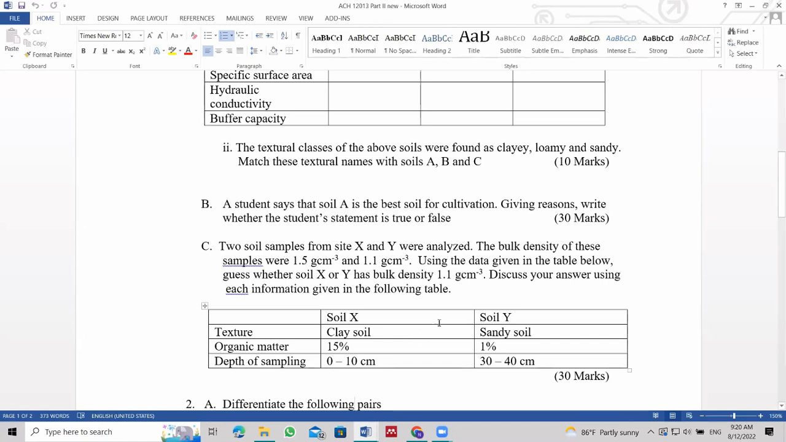So for the answer, X or Y, which is 1.5 and which is 1.1, maybe it is 5 marks. For the discussion, more marks will be given. Discuss your answer using each piece of information given in the table. So first information, texture is clay soil for X and sandy soil for Y. So which soil will have low bulk density, clay soil or sandy soil, and why?